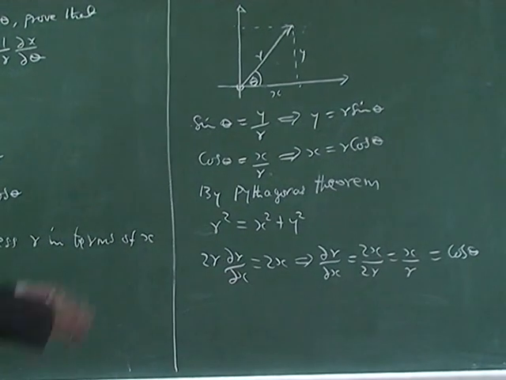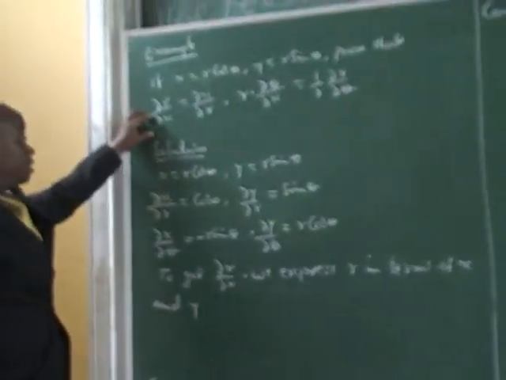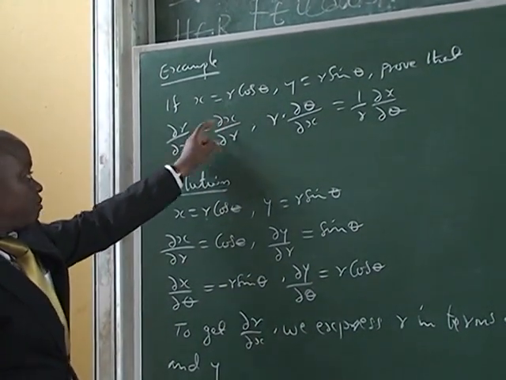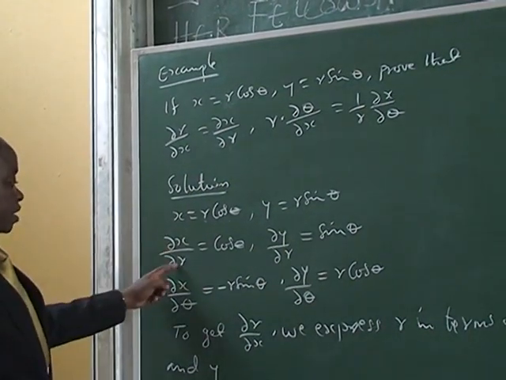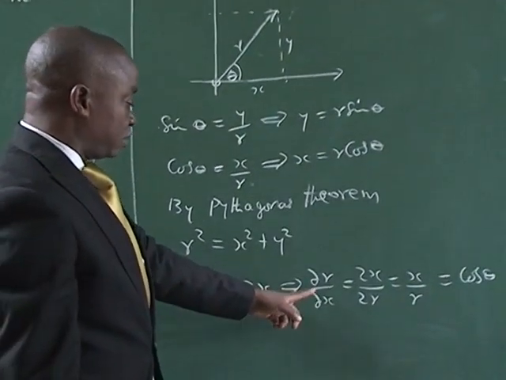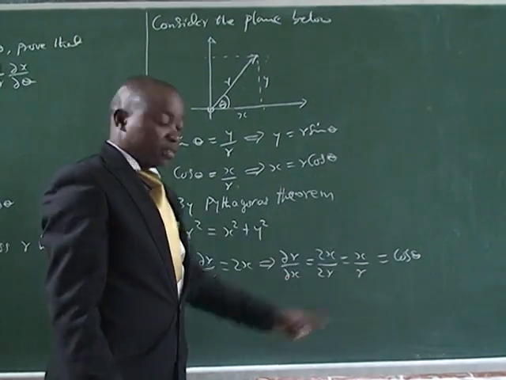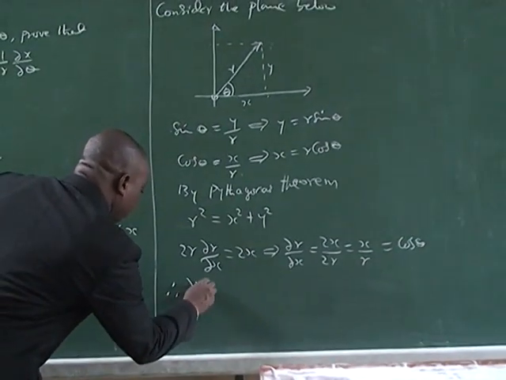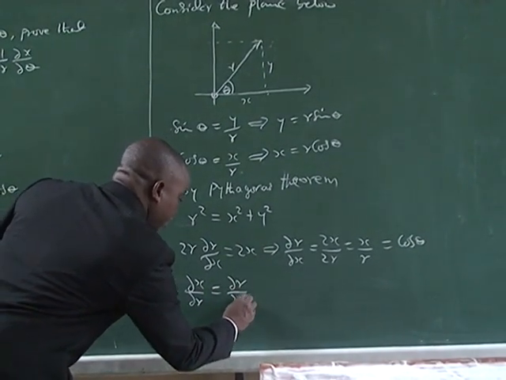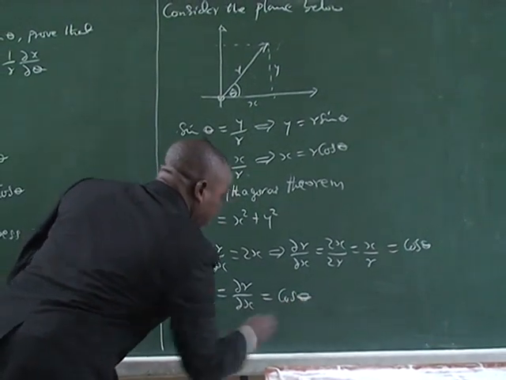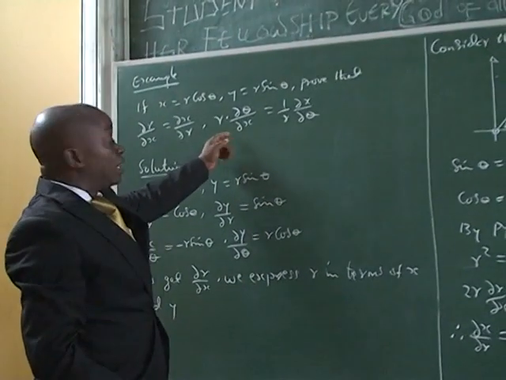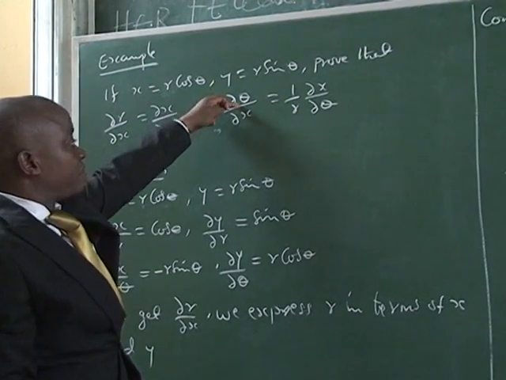Okay, now we were to show that partial r partial x is the same as partial x partial r. Now look at partial x partial r: cos theta. Look at also partial r partial x: cos theta. Therefore, partial x partial r is equal to partial r partial x, which is equal to cos theta. So they are equal.